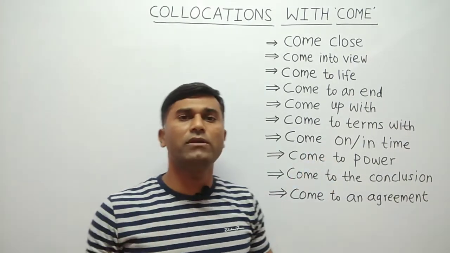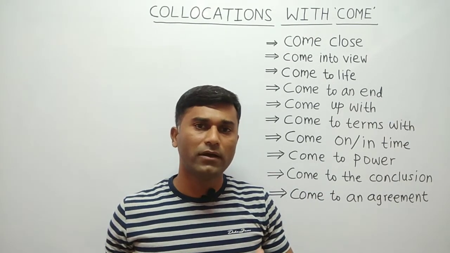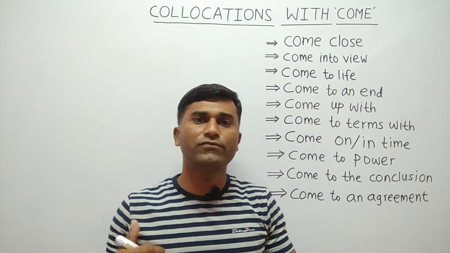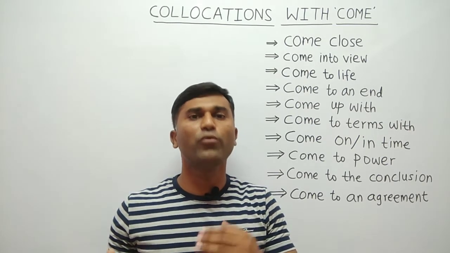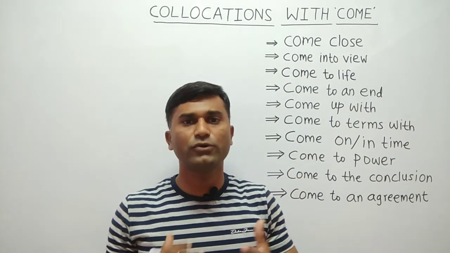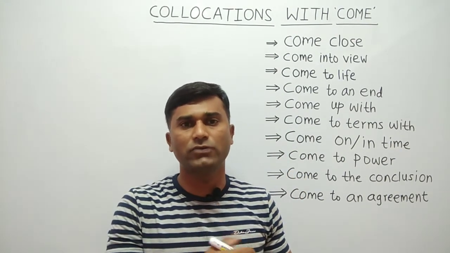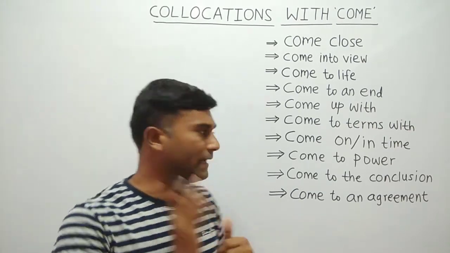Or another example in this regard, you can say that Queen Elizabeth came into power in 1558. Queen Elizabeth, Queen of England in the 16th century. So she came into power in 1558. From that year, she started to rule England.